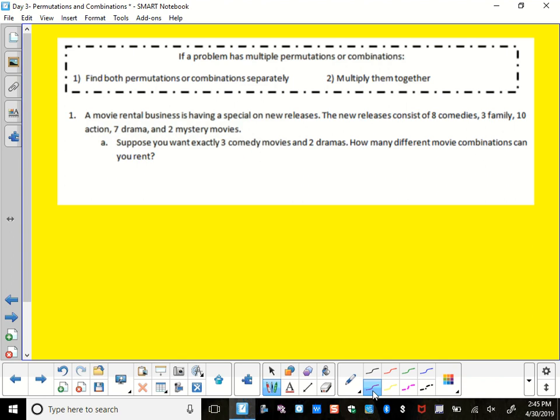So it says a movie rental business is having a special on new releases. The new releases consist of 8 comedies, 3 family, 10 action, 7 drama, and 2 mystery movies.